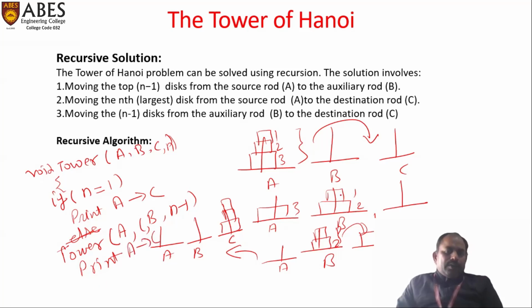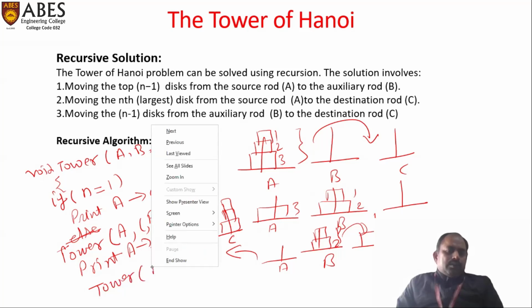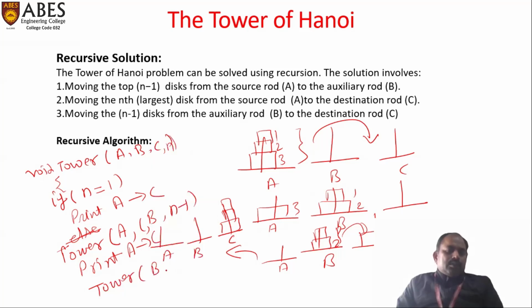Last, only the n minus 1 disks are at position B. In the third step, we move all n minus 1 disks to rod C using A as the auxiliary. So here we write tower with B as the source for this arrangement, C as the destination, and A as the auxiliary, for n minus 1. This is how we can give a recursive solution to the Tower of Hanoi problem.